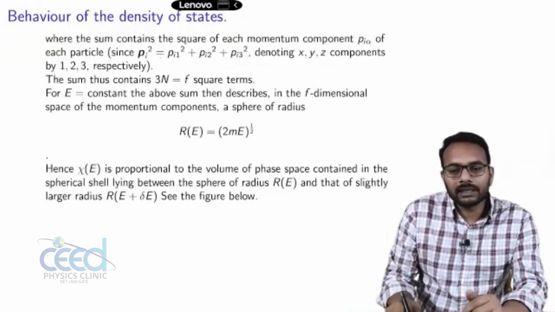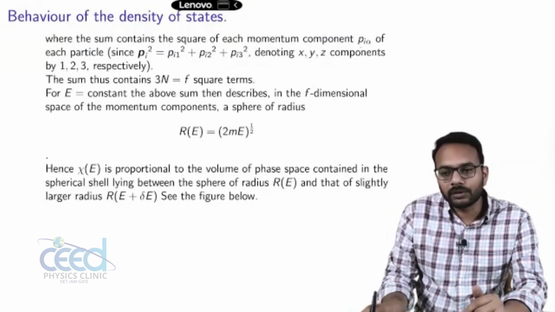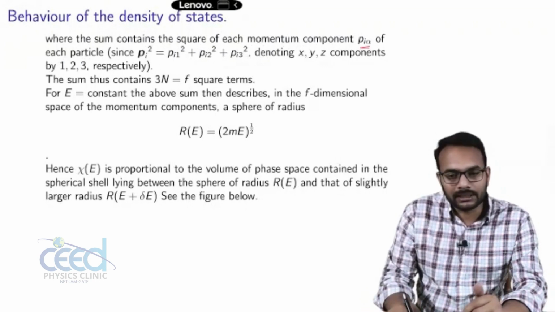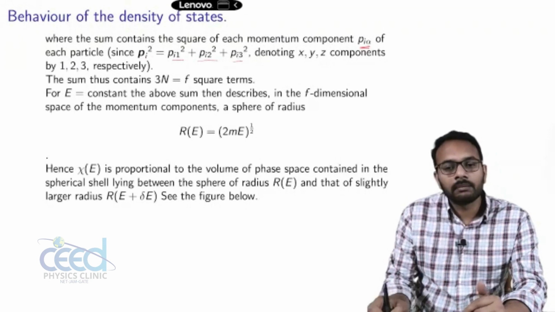So the sum contains the square of each momentum component P i alpha of each particle. Pi square is equal to Pi1 square plus Pi2 square plus Pi3 square.